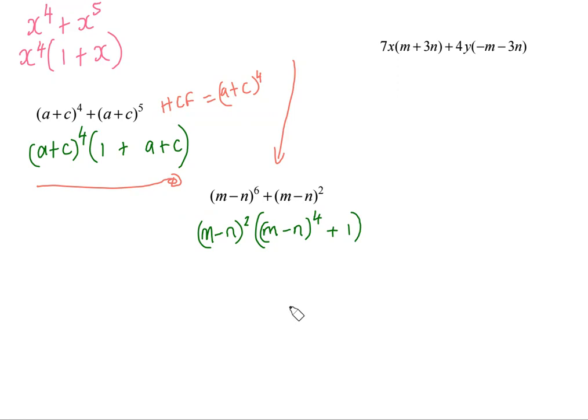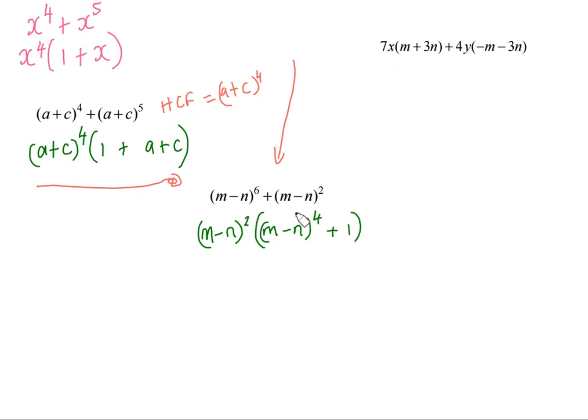That's what we have now. So we've got (m minus n) to the power of 2 multiplying (m minus n) to the power of 4 plus 1. That's what we have as our final answer.